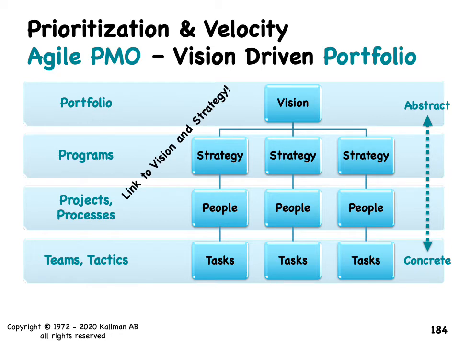Portfolio should include the vision level, and each of these levels needs to link up to the one above and link to the overall vision and strategy. And again, you're going from more abstract further up in the organization, more concrete as you're getting down to the team level. So this is a way to look at VSPT and bring it down from vision and strategy, which are pretty abstract, to people and tasks where you're doing concrete work that can be measured.